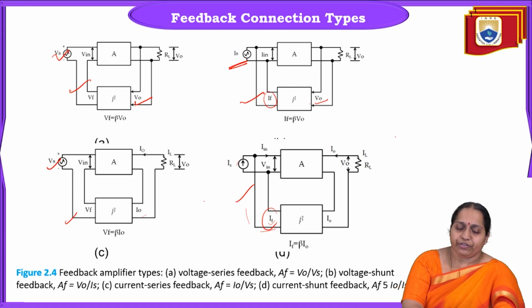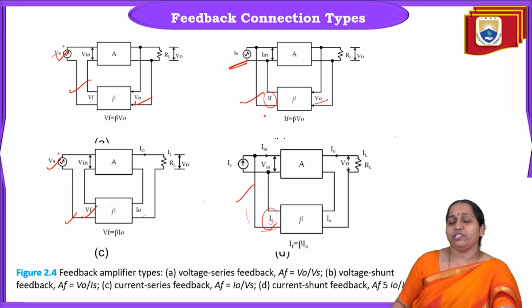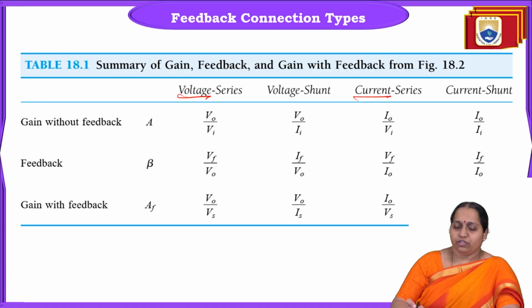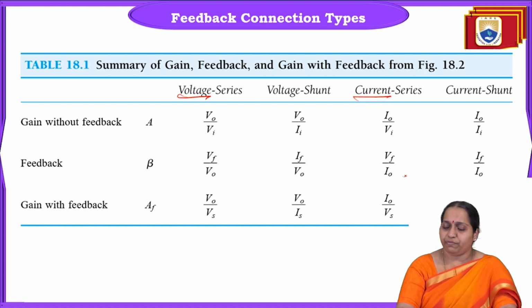See, for series connection, the feedback signal is always Vf, and the input signal is always Vin, Vf and Vin. Whereas for shunt connection, the input signal is Ii and the feedback signal also is If. So accordingly, these are the gains: gain without feedback, and the feedback gain, that is beta. For voltage series it is Vf by Vo. For voltage shunt it is If by Vo. For current series it is Vf by Io, and this is If by Io.